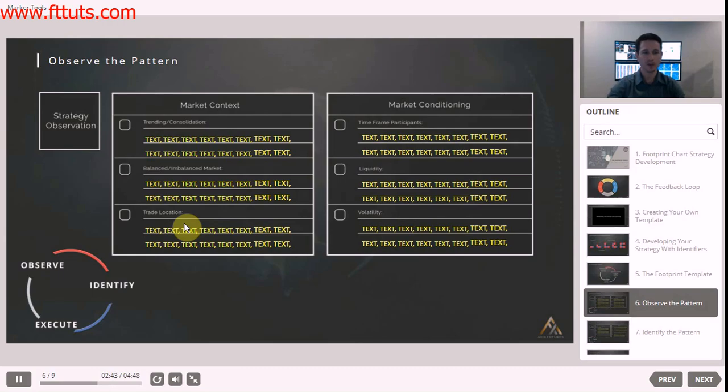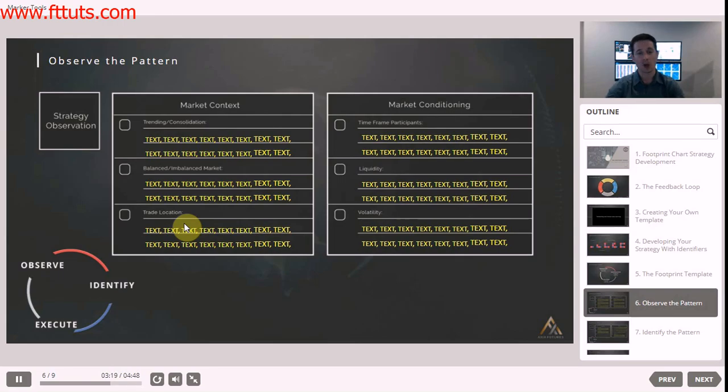Let's say you've observed strategy number 6, absorption and auctioning. The first thing you're going to do is come and complete the questions. First, is the market trending or is it consolidating? You'll simply circle it. Then, is the market balanced or imbalanced? You'll circle it. Then the trade location. Where are we trading? We're trading in the previous day's value area, at the extremes, or outside of the range. Where are we trading in terms of price? That gives us a little bit of understanding about the market context.